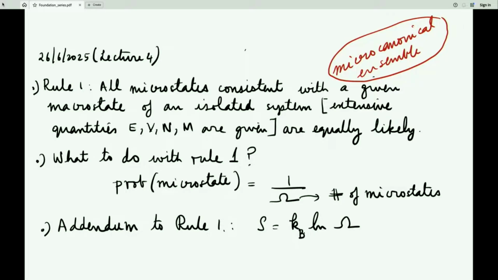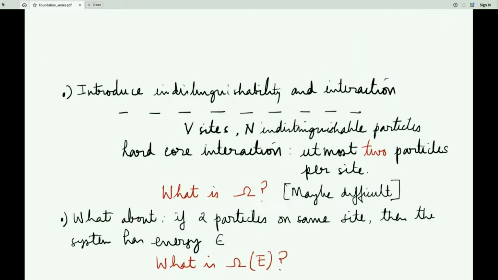Then I gave you two problems to do, which is: you have V sites, N indistinguishable particles. There's hardcore interaction, but now with the constraint that at most two particles can be on one site. And the other problem was there can be at most two particles on one site, but if there are two particles on the same site, then the system has energy epsilon. Once the question is posed, the calculation is the same.